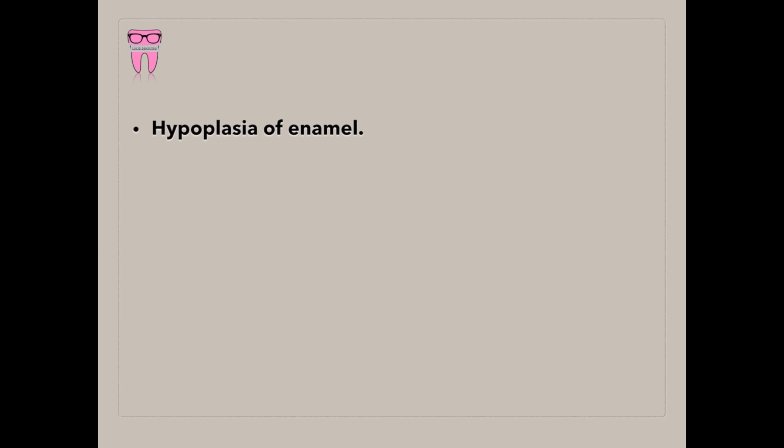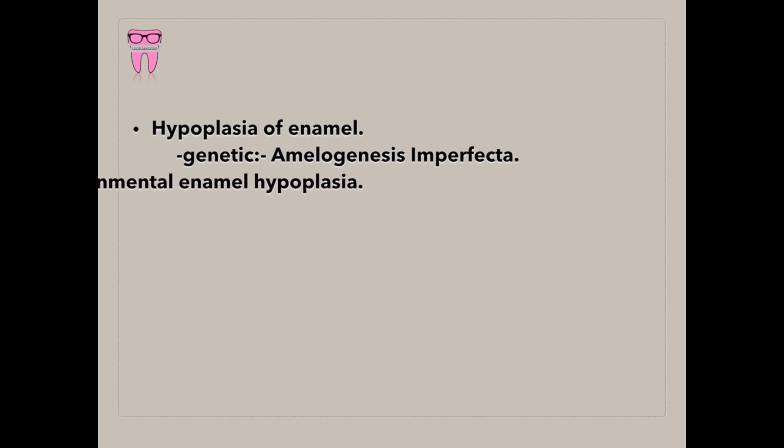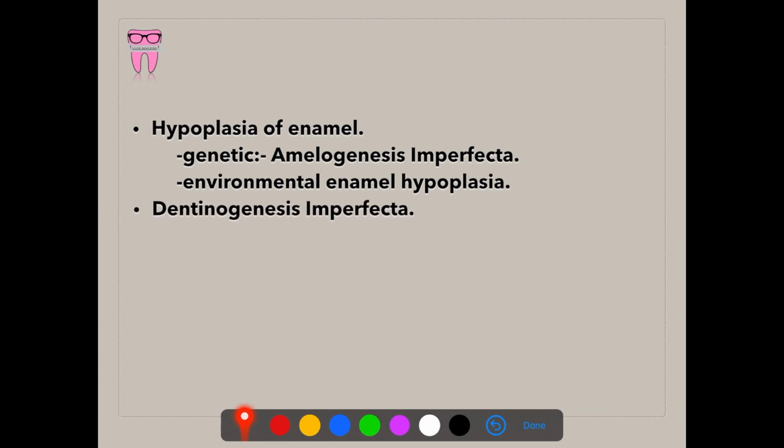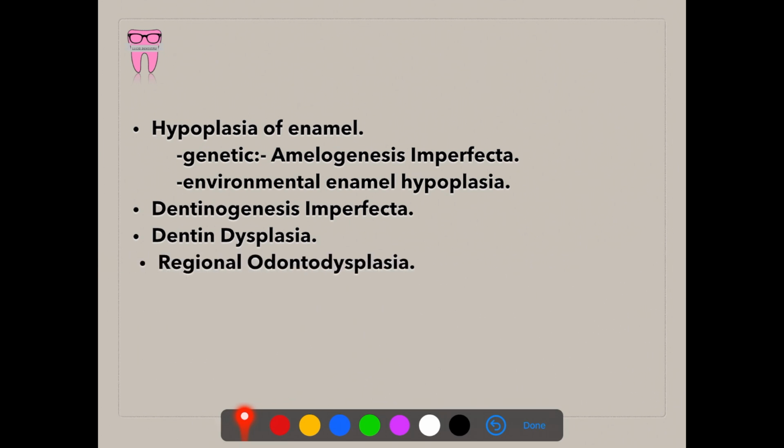This could either be induced genetically or environmentally. If it's induced genetically, then it's known as amelogenesis imperfecta, and if it's induced environmentally, then it's known as environmental enamel hypoplasia. Then we are going to study about dentinogenesis imperfecta, dentin dysplasia, and regional odontodysplasia. Okay, I'll be discussing in detail about all these topics in my coming up lecture.